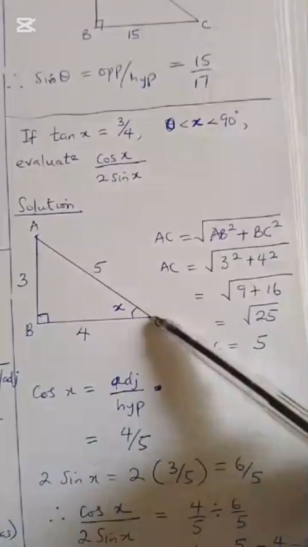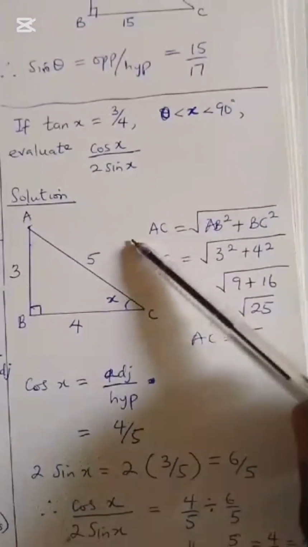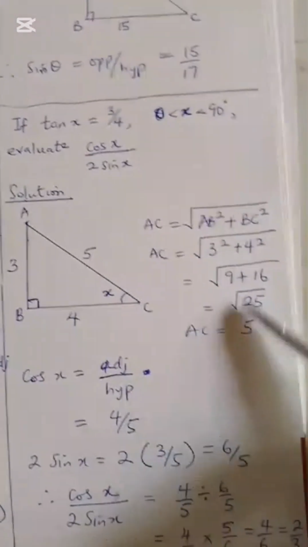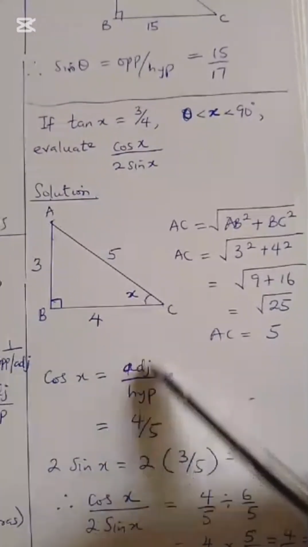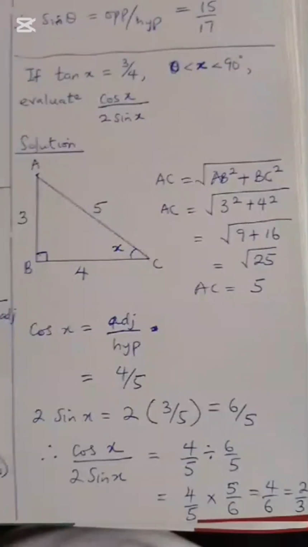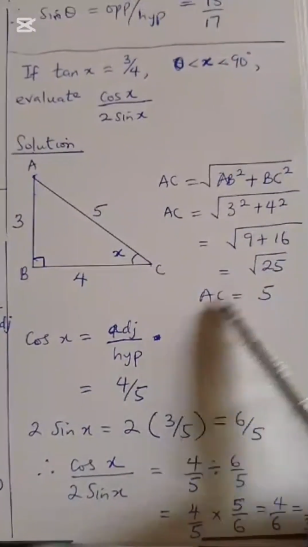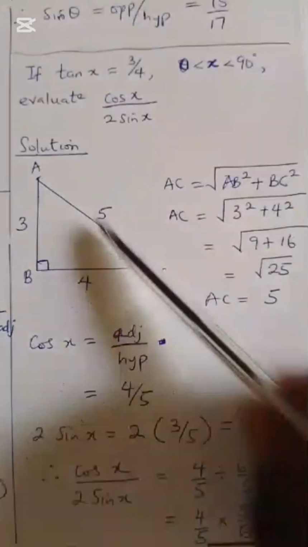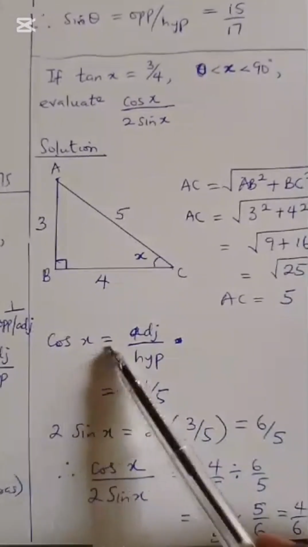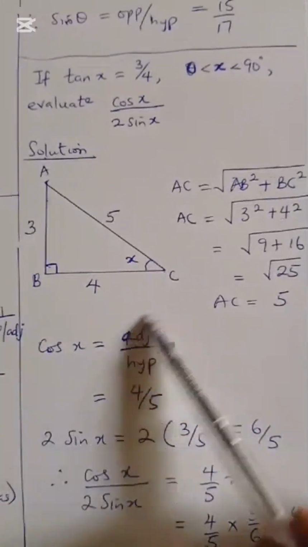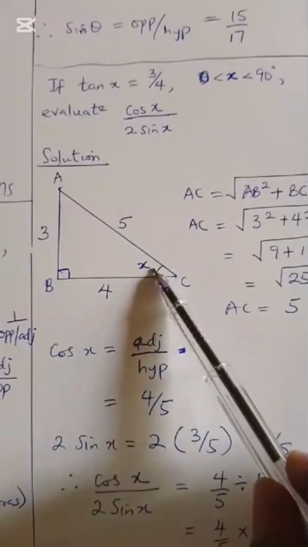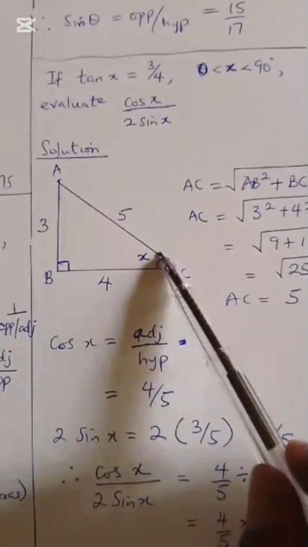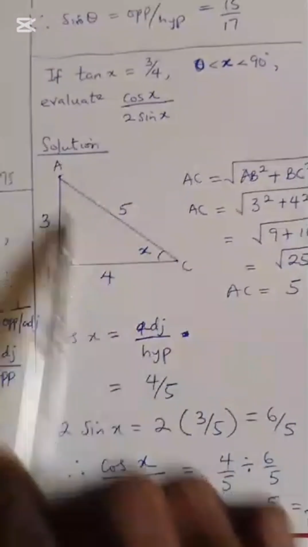By Pythagoras, you can always get the hypotenuse using the formula for Pythagoras theorem. AC is equal to 5. So cos x can be gotten as adjacent over hypotenuse. Okay, so our triangle is complete now. Very simply, we can get cos x as adjacent over hypotenuse. If this is the angle x, this is the adjacent to that angle, and this is the hypotenuse.